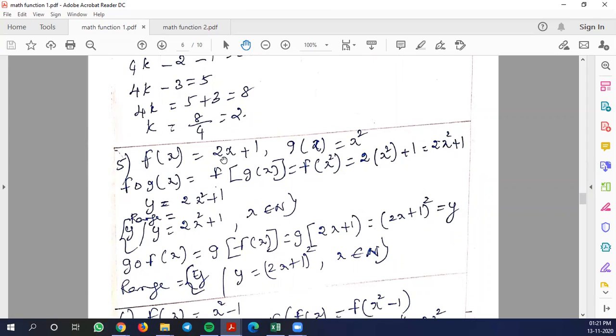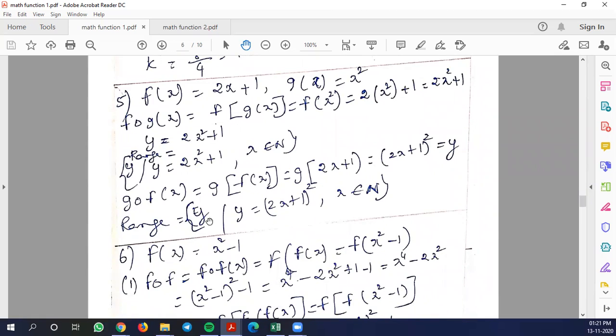So what is F of x? It is 2x plus 1. So 2 into, what is our x? It is x square, plus 1. It is 2x square plus 1. Now range means the set of all y such that y is equal to 2x square plus 1, x belongs to N. This is the range.